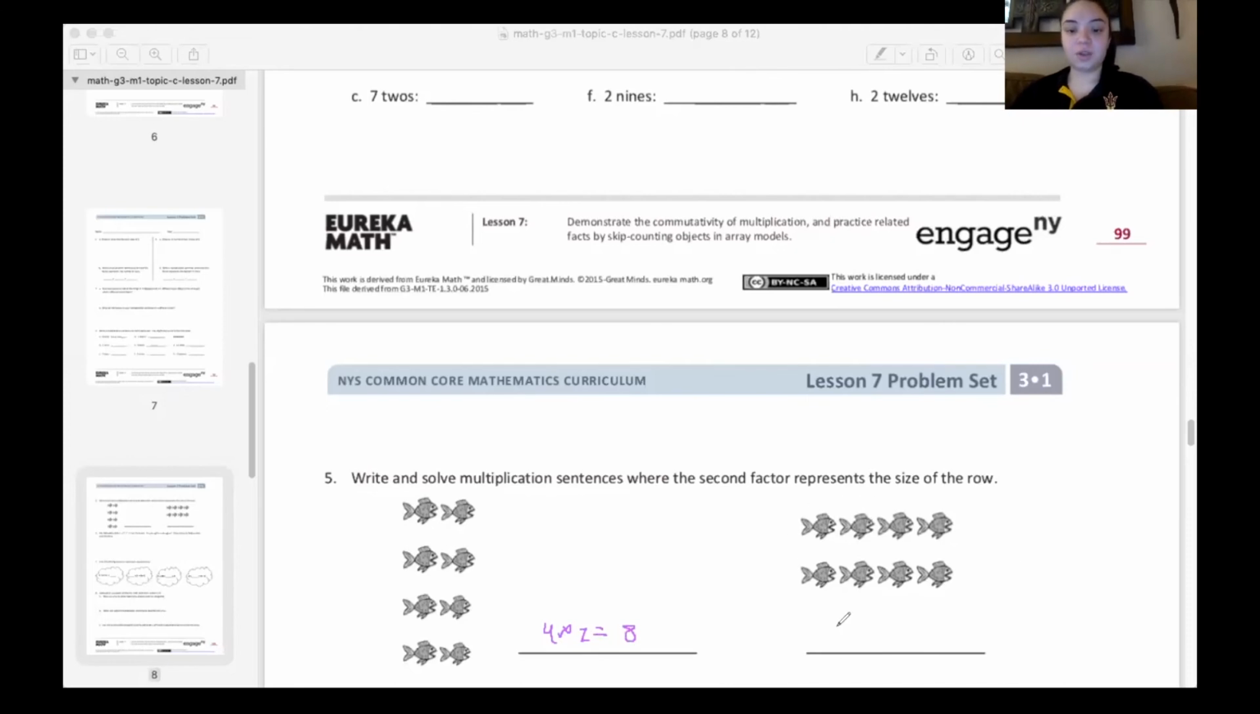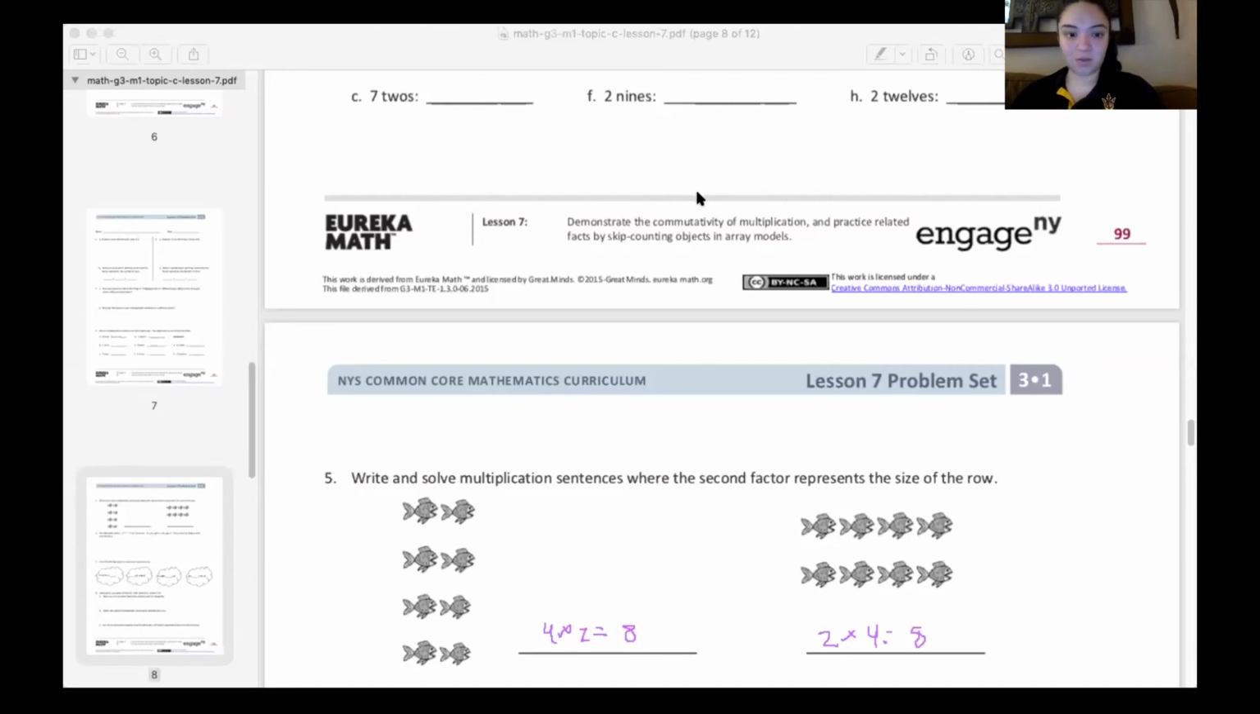I have 2 rows here. And how many fish are in this row? 1, 2, 3, 4. So 2 times 4 we have right here is the same as 4 times 2, which equals 8 because of the commutative property.